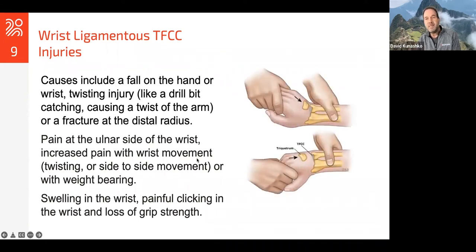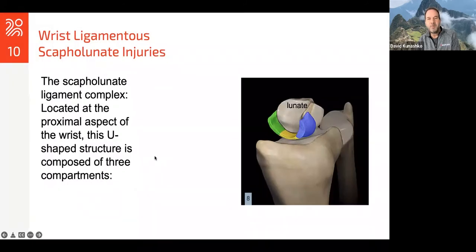There are some orthopedic tests. There's an axial loading test that's commonly done for this, where you place the wrist in different positions and you load up and apply axial compression and see if the patient jumps and gets all mad at you, and then you confirm that that's probably what's going on there.